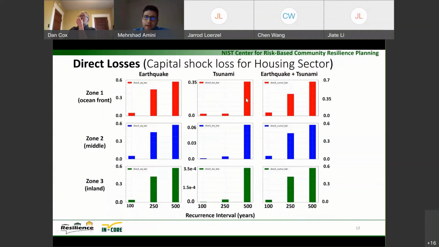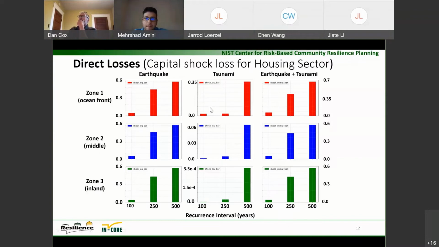This is a comparison of capital shock loss for the housing sector. The row on top is for zone 1, ocean front, the middle blue one is for zone 2, middle, and zone 3, inland. Column-wise, you have the earthquake, tsunami, and the combined damage. For zone 1, 2, and 3 the earthquake gives a similar result. For example, for return interval 250, you are near 50%, less than 50% loss for that sector.